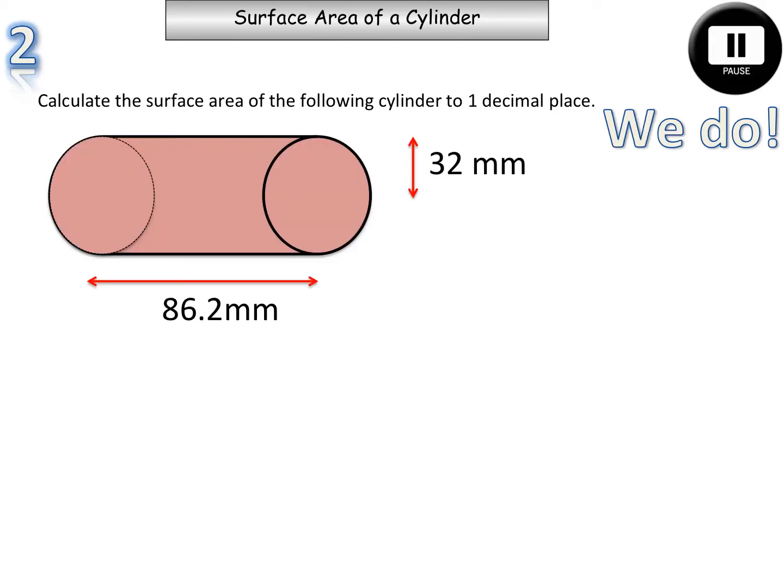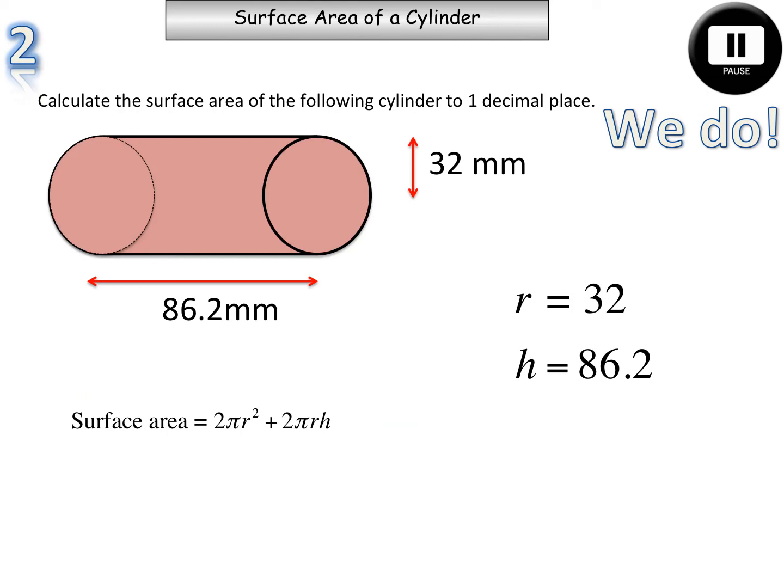Okay, pause the video, have a go at answering this question, and we'll see how you go. So that's the surface area of the cylinder. The surface area formula is 2 pi r squared plus 2 pi r h.